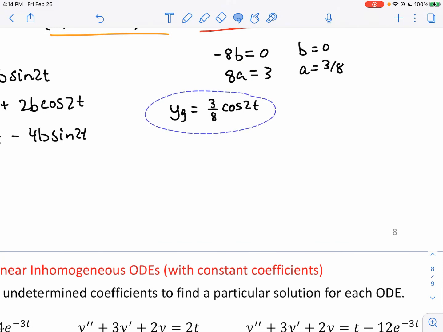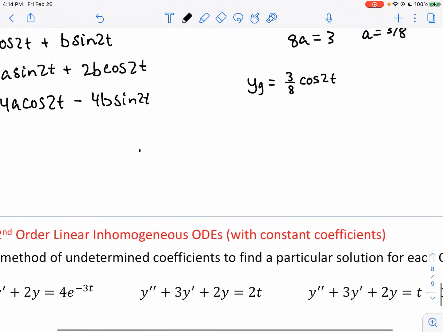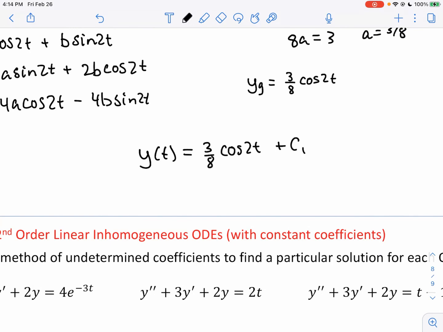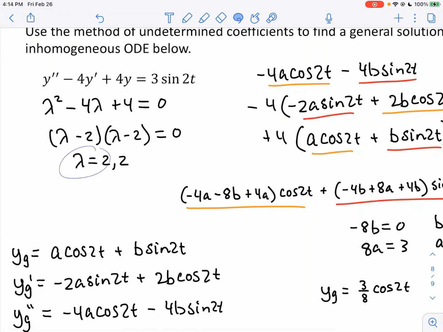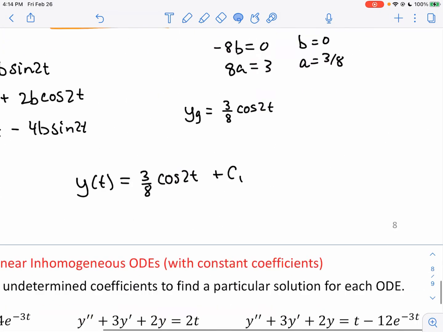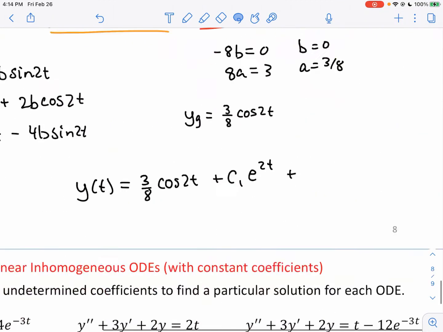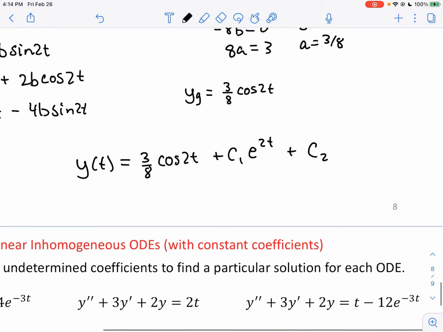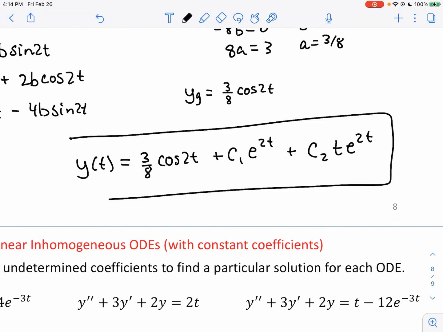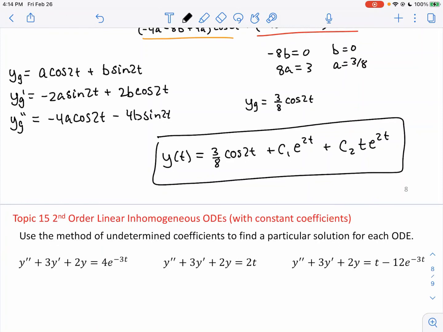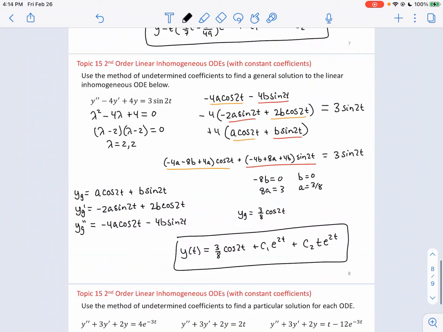And next, we're going to construct the general solution. y of t is equal to the particular solution, 3/8 cosine 2t, plus an arbitrary constant in front of our e to the lambda t, so c1 e to the 2t, plus, now we have a repeated lambda, so we have to do a c2 times, like we did before, c2 times t e to the 2t. And here we have the general solution. All you need now are initial conditions to find what c1 and c2 are, which we won't do here.